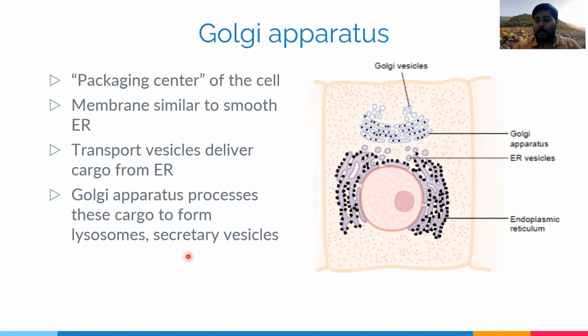In case the Golgi encounters improperly folded proteins or proteins which are non-functional in nature, the Golgi then directs these proteins to lysosomes, which are degradation complexes, which will completely degrade the proteins themselves. So essentially, the Golgi is the packaging center of the cell, which is responsible for the localization of various cargoes to different parts of the cell.